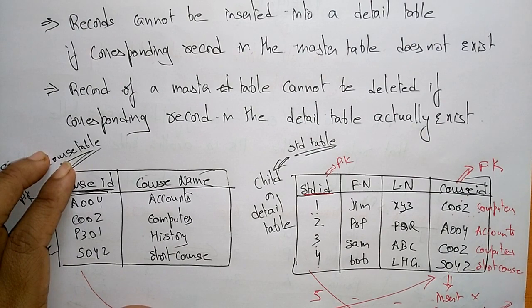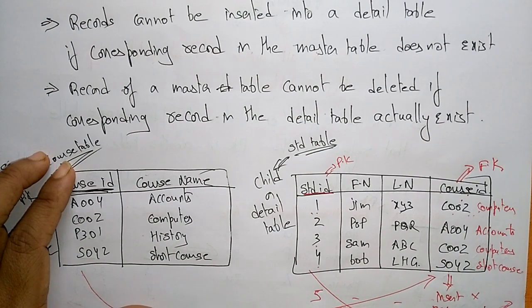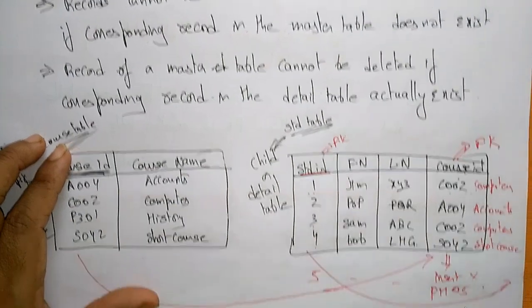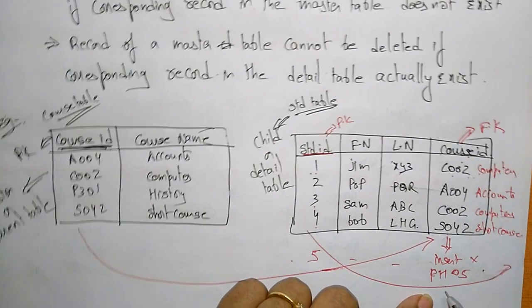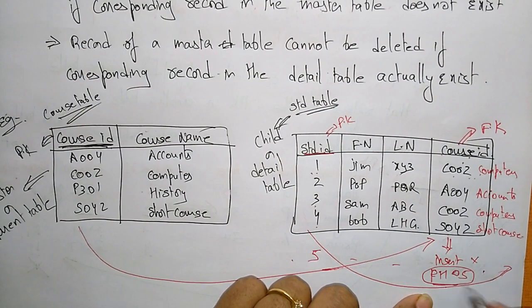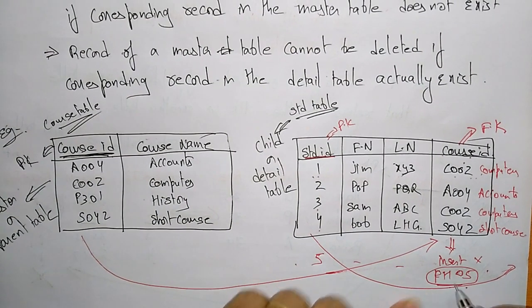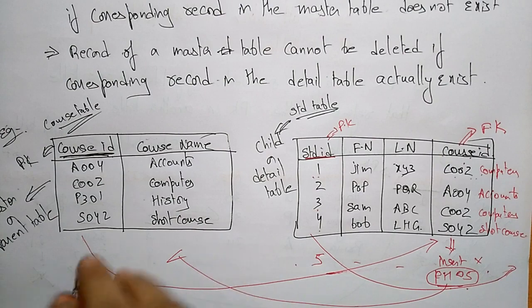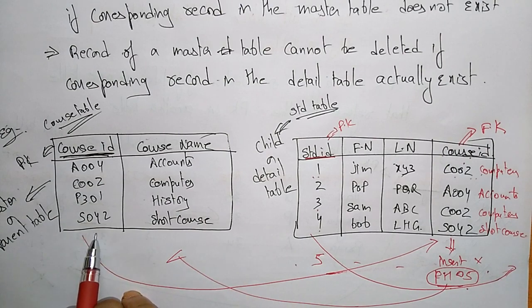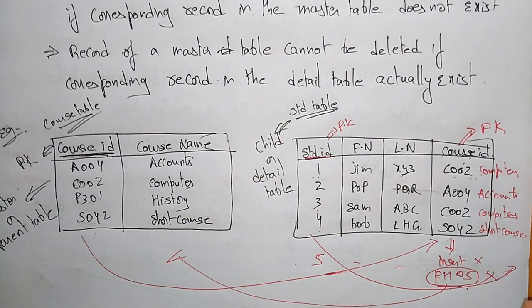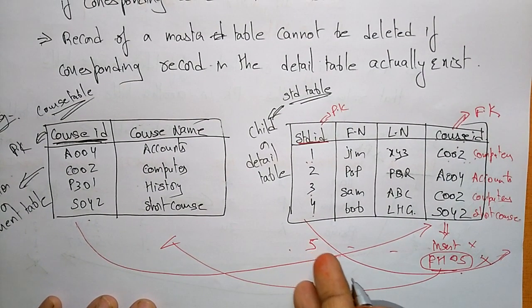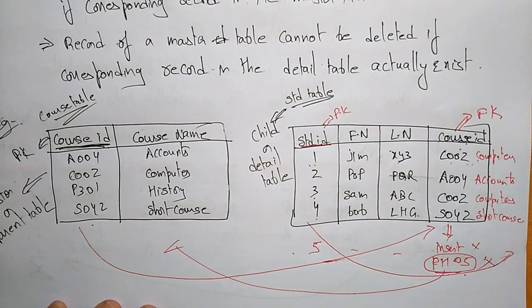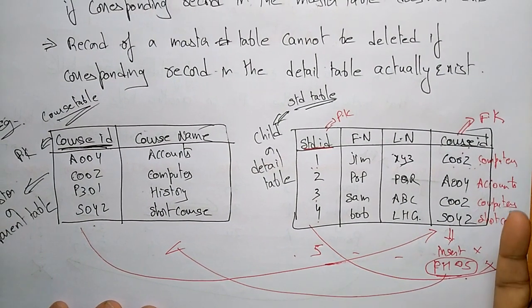suppose a new course, PH05. So the student ID, he has joined in the course PH05. Which course has he joined? So we check in the parent table. Does PH05 exist here? No. So it is fake. It means student roll number 5 has joined some other course which is not related.